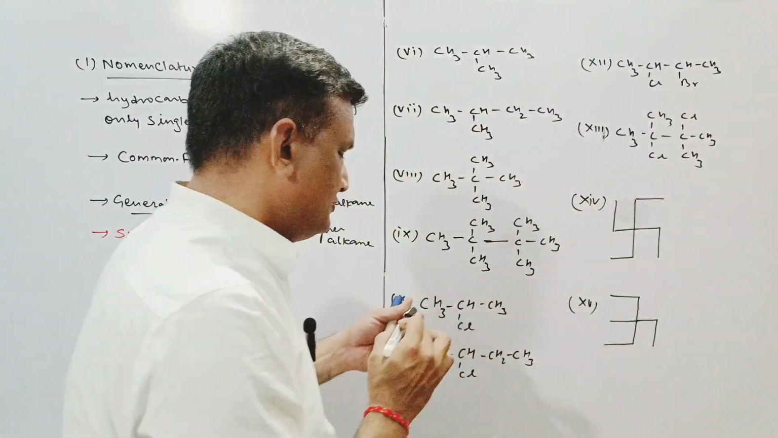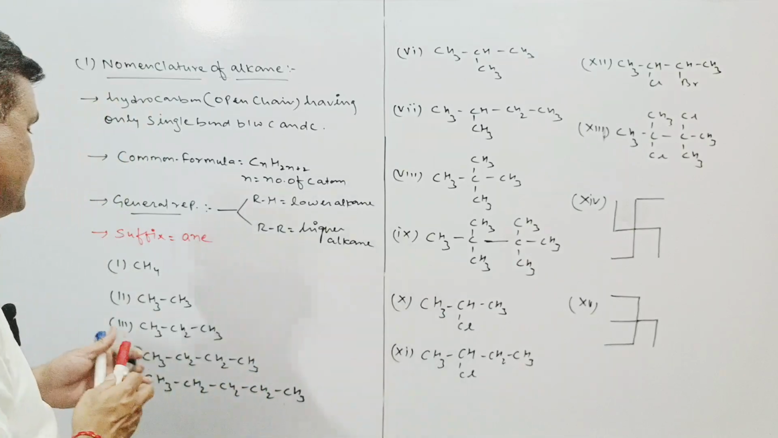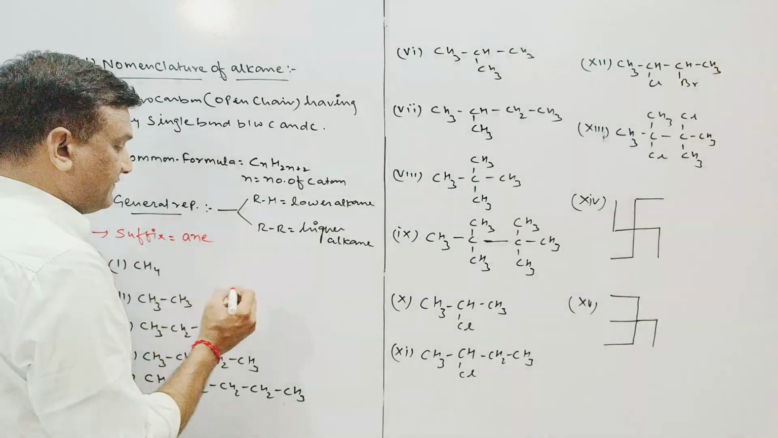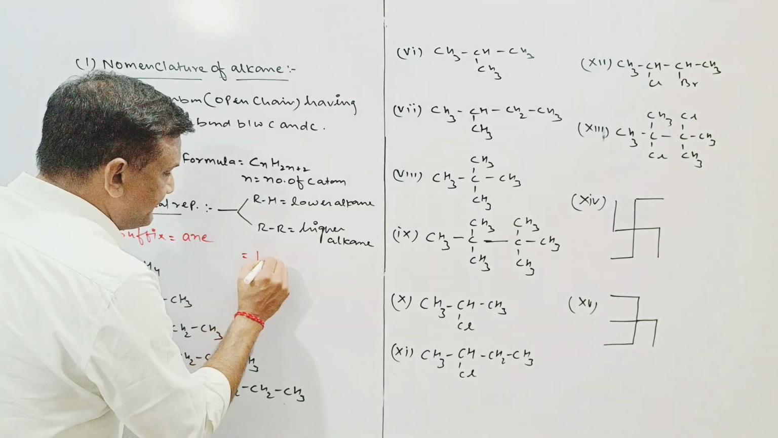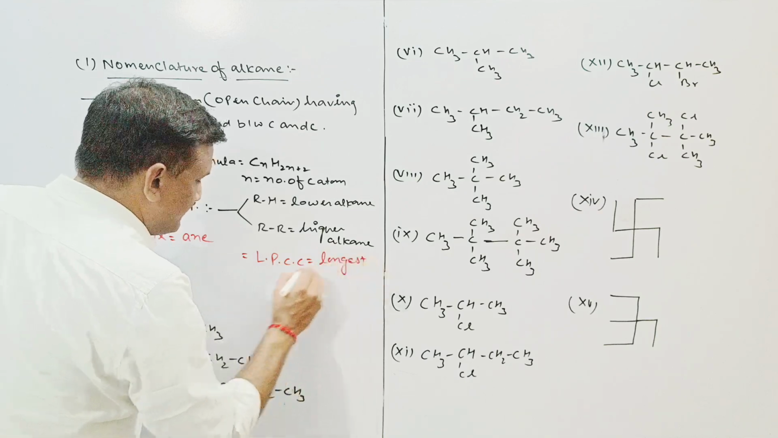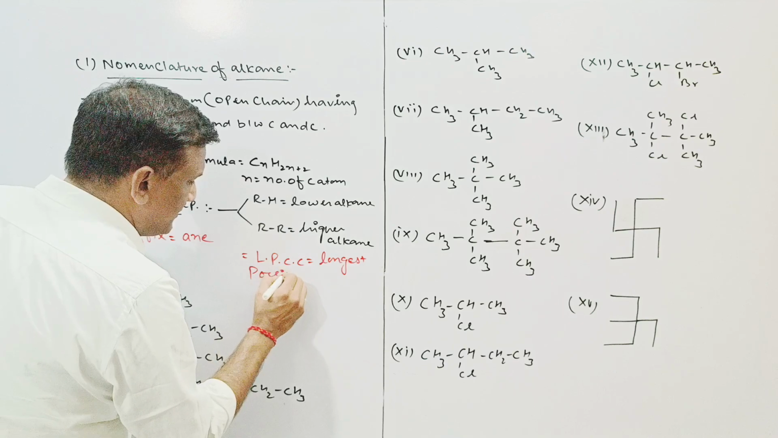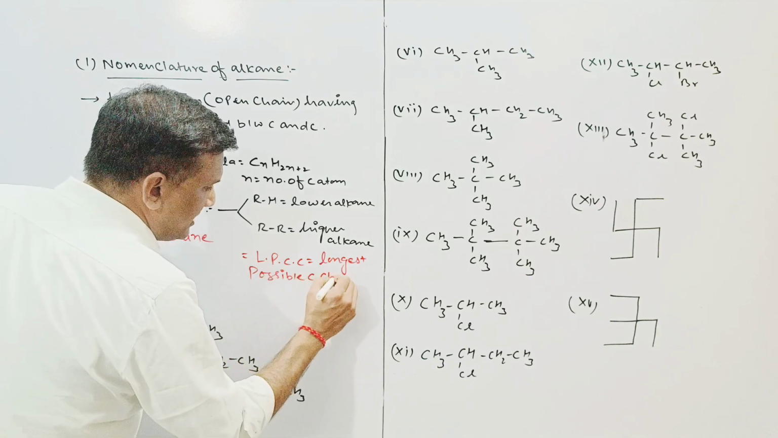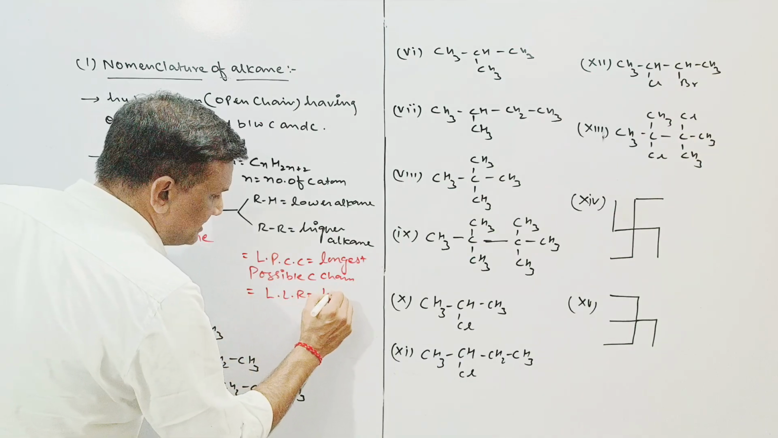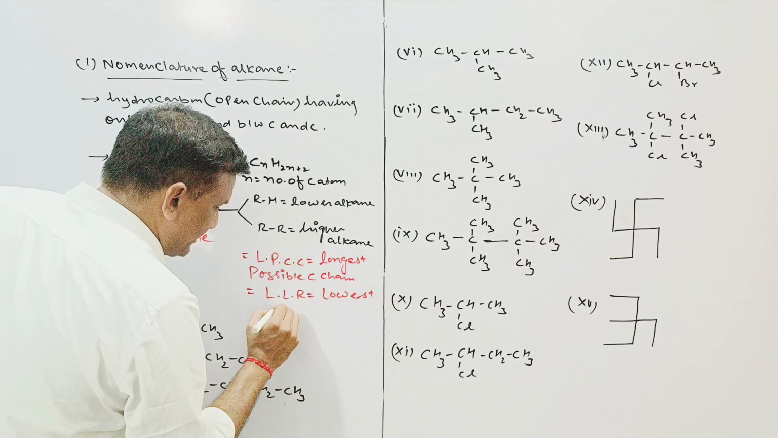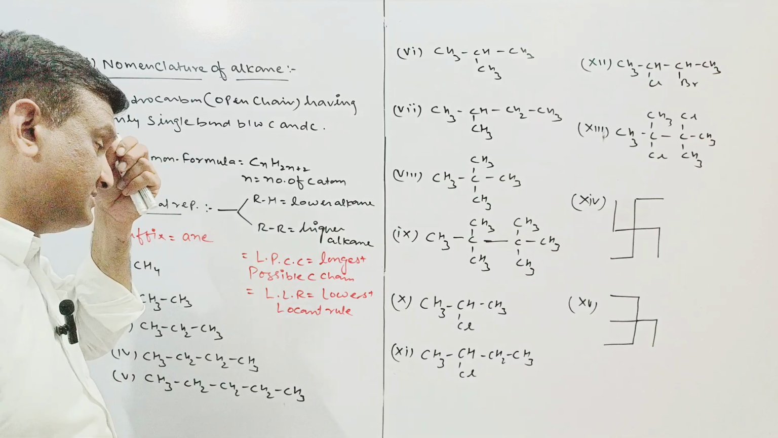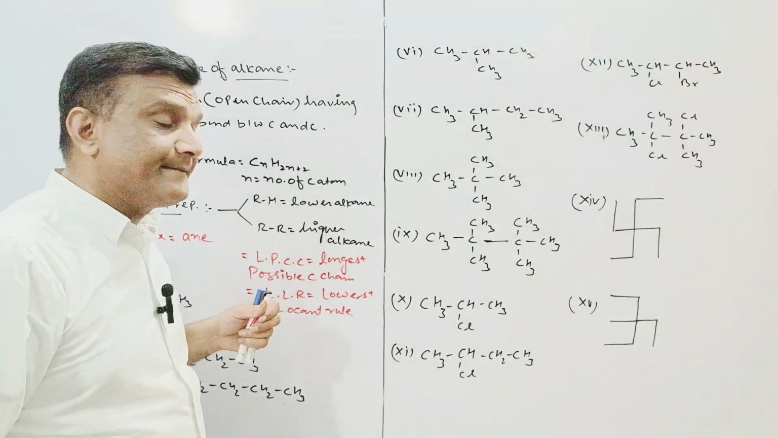Like this. So first of all, if we go with the nomenclature system, then we'll use two important things. One is LPCC, which means longest possible carbon chain, and another is LLR, called the lowest locant rule. These are the two important things regarding the nomenclature of alkane.